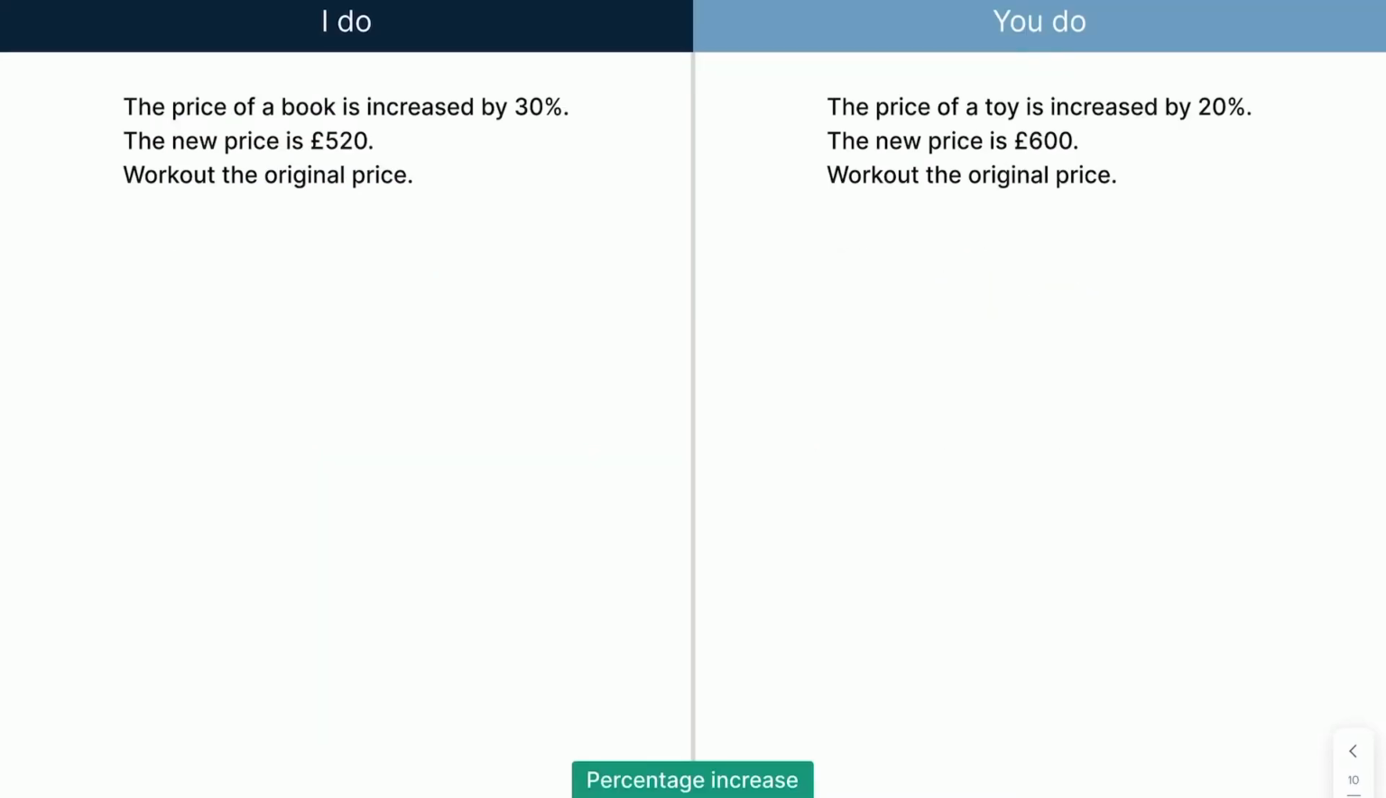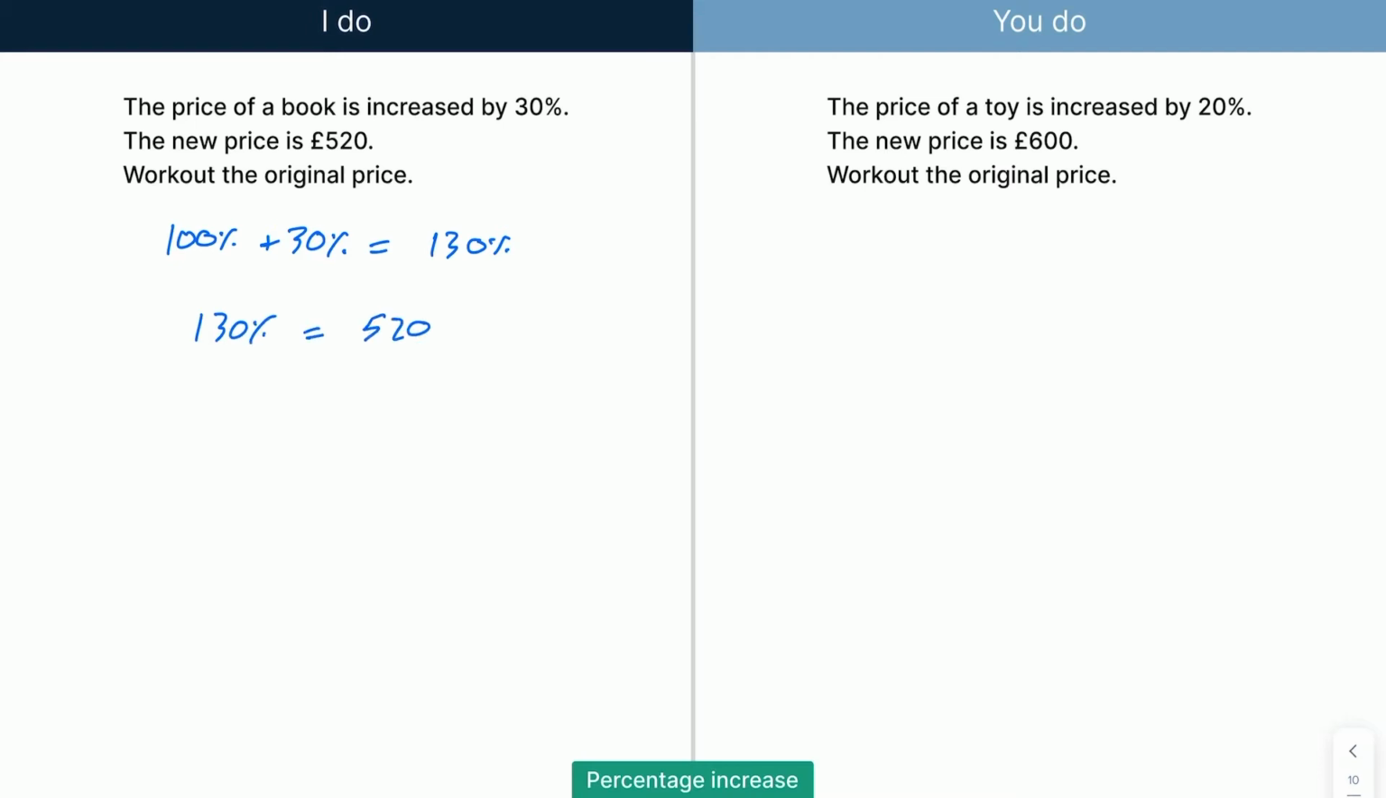And now moving on, we're looking at percentage increase questions. So we've been told the price of a book this time has been increased by 30%. So remember, the original amount is always out of 100%. Because it's been increased, we add 30% on. So it's gone beyond the original price. So that now becomes 130%. So we know 130% is what the new price is.